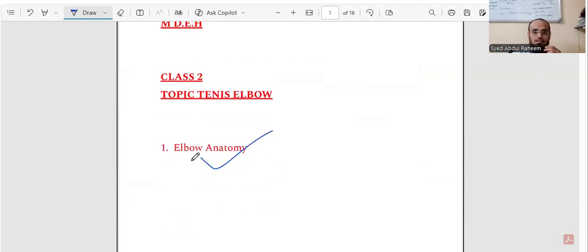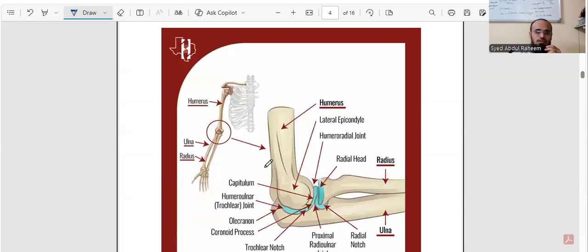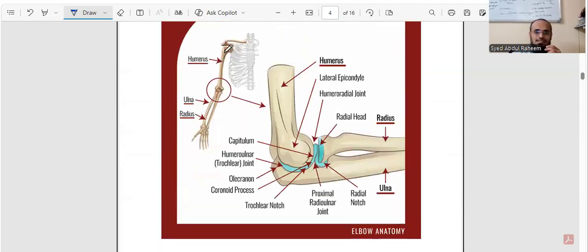So let's start with elbow anatomy. If you see this diagram, this is one bone, and these are two bones joining together. A joint is made up of two or more bones. In the elbow we have three bones: one bone coming from the arm and two bones coming from the forearm. The arm bone is known as the humerus. This is the humerus bone. I hope you understood.